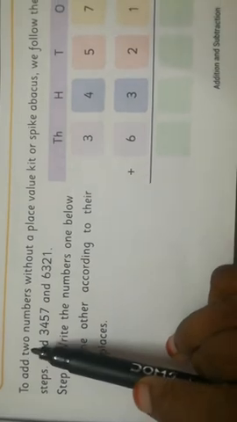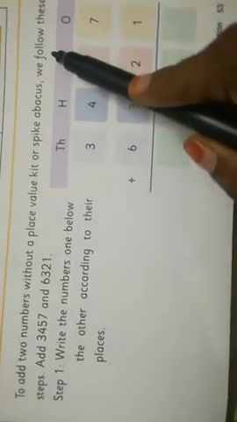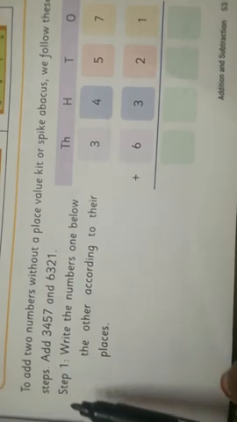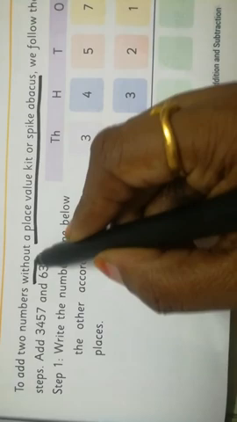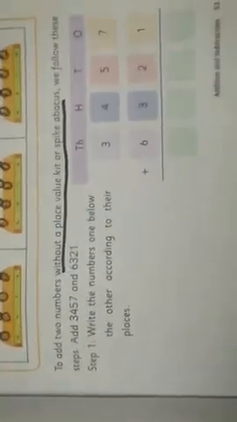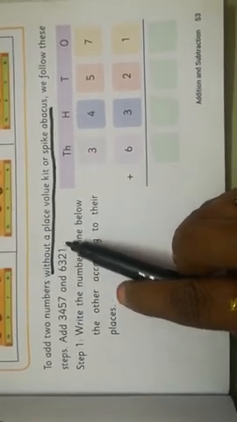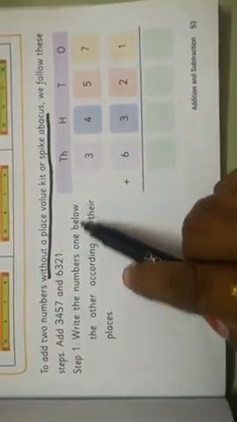To add two numbers without a place value kit or spike abacus, we can follow these steps, children. Listen to the steps carefully. Add the numbers 3457 and 6321. Step number 1. Write the numbers one below the other according to their place value.